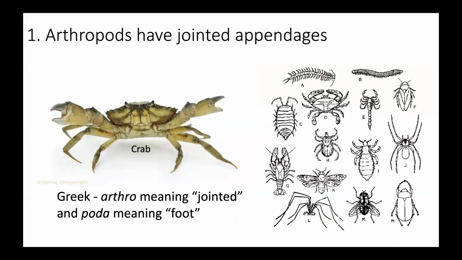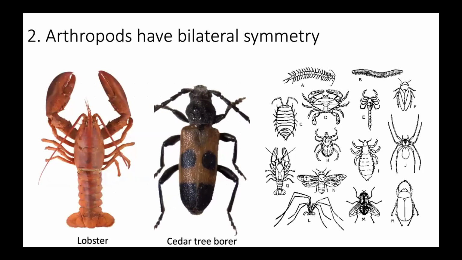So first, let's talk about what arthropods all have in common. We have some things in common with arthropods. One of those things is jointed appendages. Arthro means jointed, and poda means foot. So that's why it's Arthropoda, just in case you're wondering. A crab is an arthropod. In the illustration on the right, these are all different forms of arthropods. Some of those are insects, some are arachnids, some are crustaceans, but they all have jointed appendages.